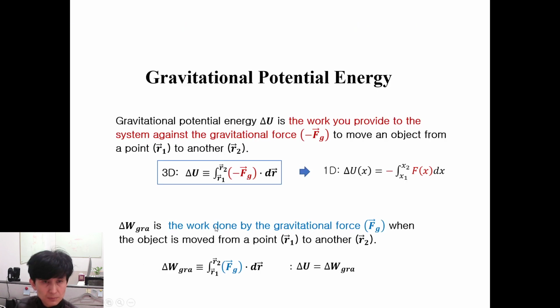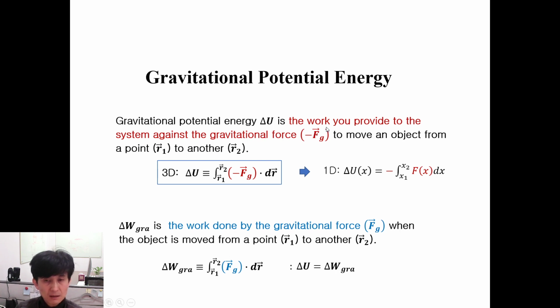I'll skip this point, and now we are going to explain the gravitational potential energy. That is the potential energy under the gravitational force. So, as I mentioned earlier, the gravitational potential energy delta U is the work you provide to a system against the gravitational force.